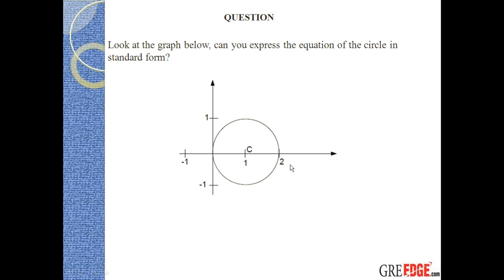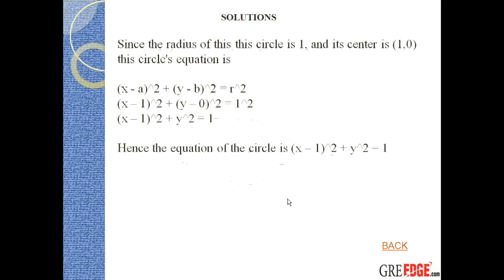Now we have to find the radius. The radius is the distance between the center and an endpoint of the circle. One endpoint is the origin, so 0 minus 1, that would be your radius, 1 unit. Or with the other endpoint, 2 minus 1 is 1, so your radius is 1. So the equation of the circle is x minus 1 the whole square plus y minus 0 the whole square equal to 1 square. That is, x minus 1 whole square plus y square is equal to 1.